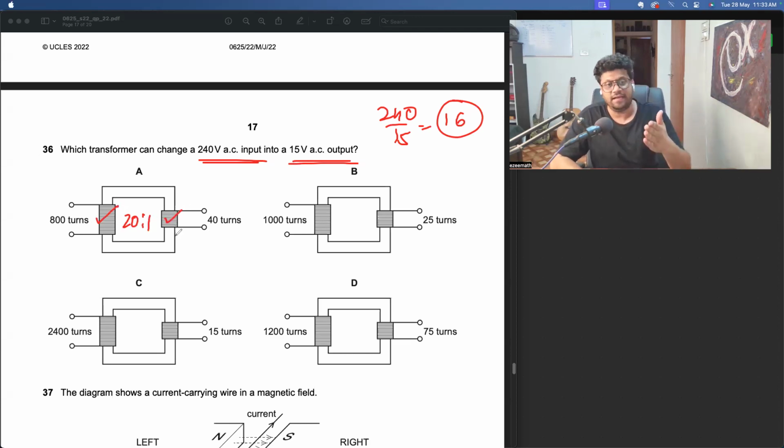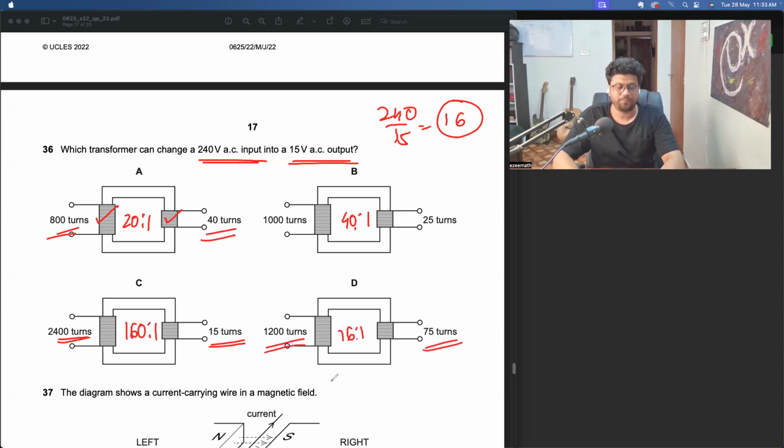Primary coil and the secondary coil. 1025, the ratio is 40:1. Here, the ratio is 160:1. 2400 by 15. 800 by 40. 1200 by 75, the ratio here comes out to be 16:1.